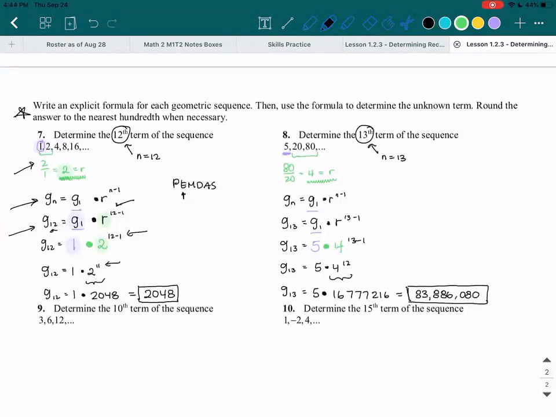So g sub 12 is equal to 1 times 2048. You multiply it together, you get 2048 as your answer.